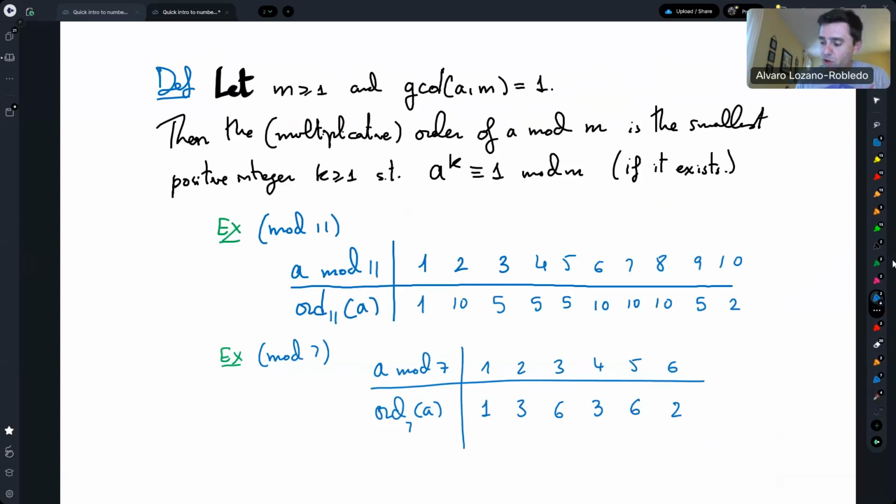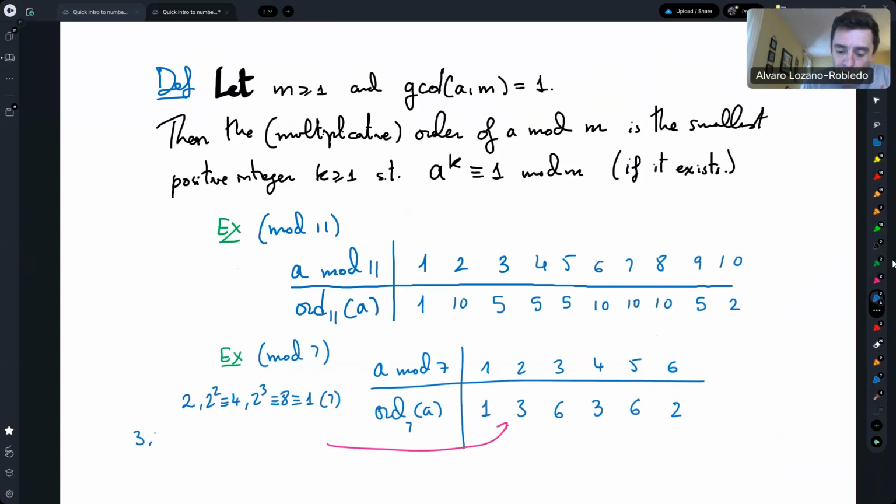For example, we can check this here. Let's see what happens with the powers of 2 modulo 7. The powers of 2 are 2. 2 squared is 4, but 2 to the 3 is 8, and 8 is 1 modulo 7. So 3 is the first time that a power of 2 hits 1.